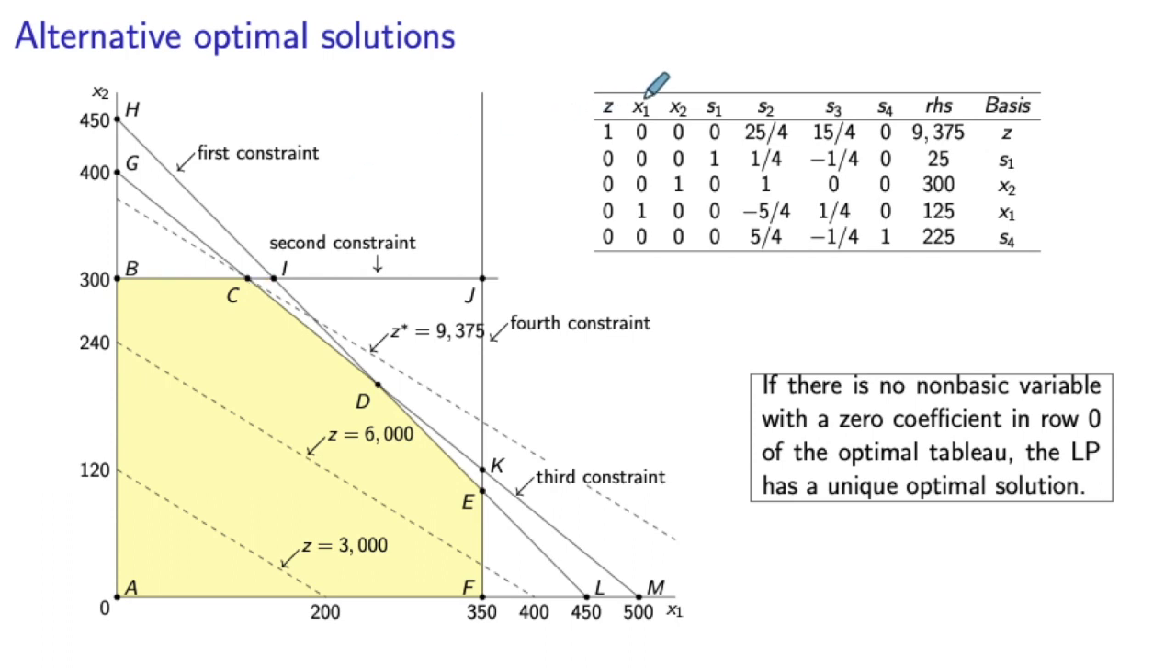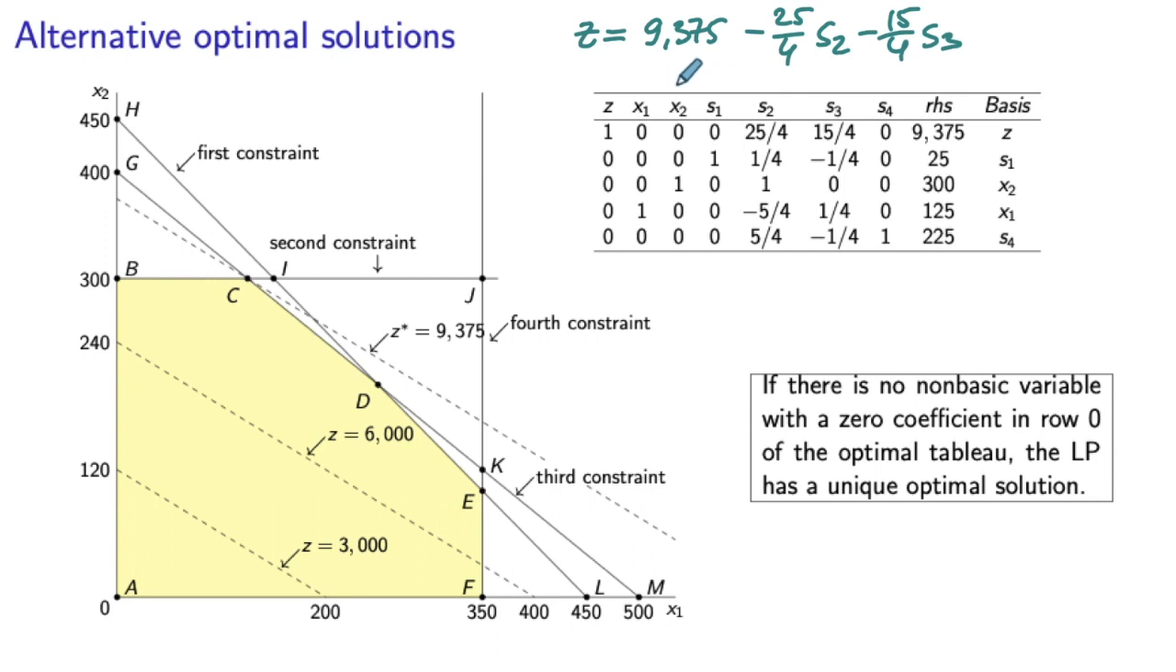Now let's look at the simplex solution. This is the optimal tableau for this problem, and let's write the objective as the expression of the decision variables for this optimal tableau. So we have z is given by 9,375 minus 25/4 S2 minus 15/4 S3. And obviously the objective is expressed through the non-basic variables only, meaning that the coefficients for all the basic variables are zeros, as always in the basic feasible solutions.